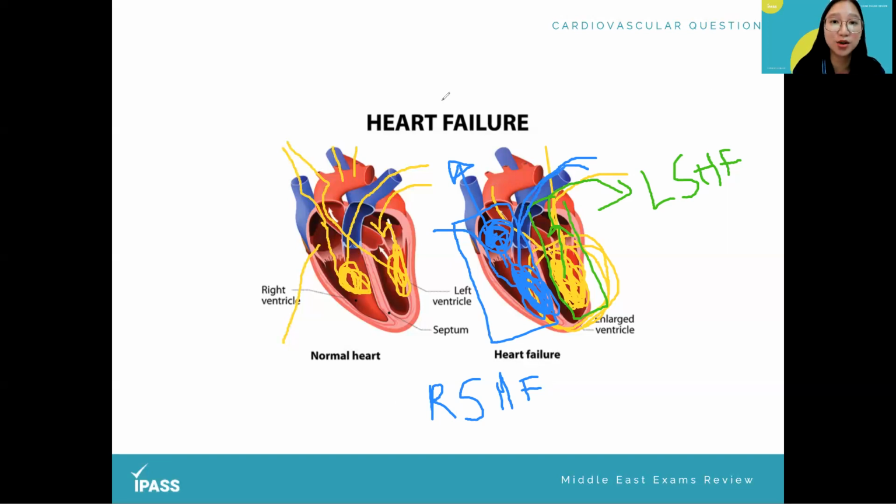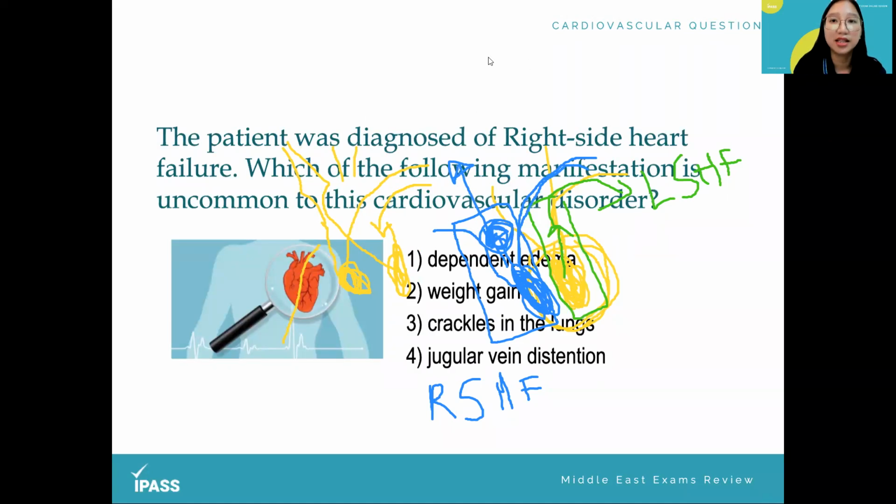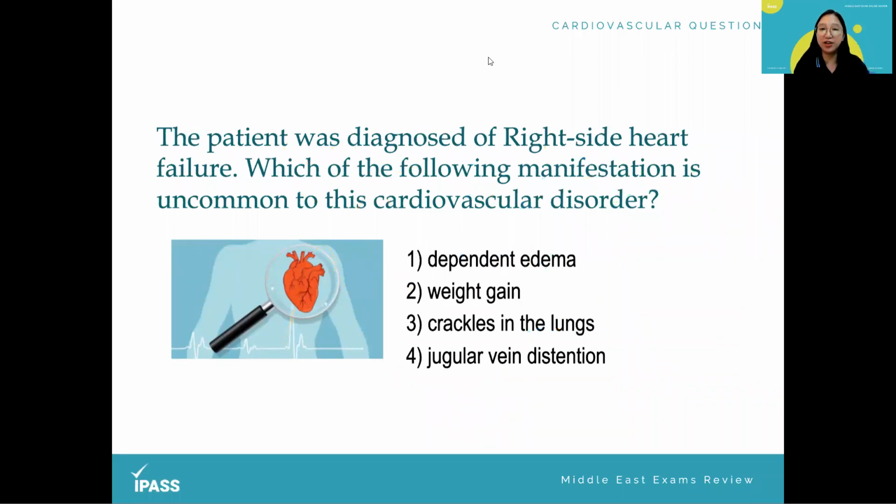So with this, let's go back to the question. The patient was diagnosed with right-sided heart failure. We are looking for the uncommon manifestation. If it's uncommon to the right, it is a left-sided heart failure manifestation. Dependent edema, is it left or right? It's right-sided heart failure. If you have dependent edema, you will also have, of course, weight gain because of the fluid stasis. So this is also right-sided heart failure.